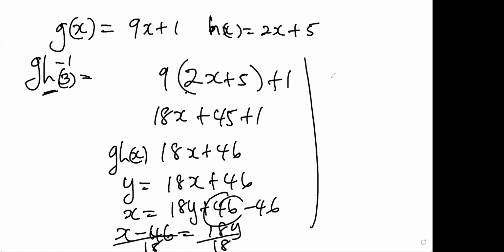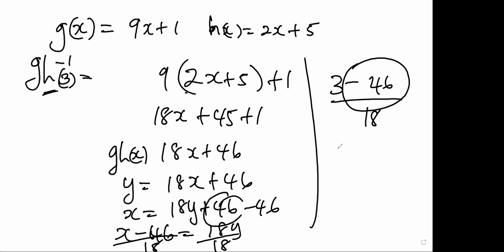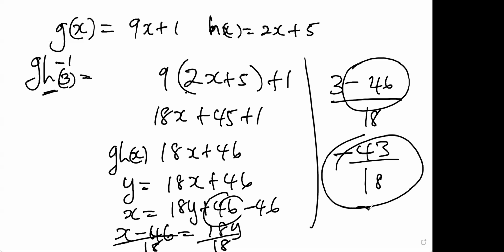So we're supposed to plug in 3 now. 3 minus 46 over 18. This is bigger, so subtract, so that's minus 43 over 18. Leave it at this, guys. Nobody has to divide 18 into this, whatever.